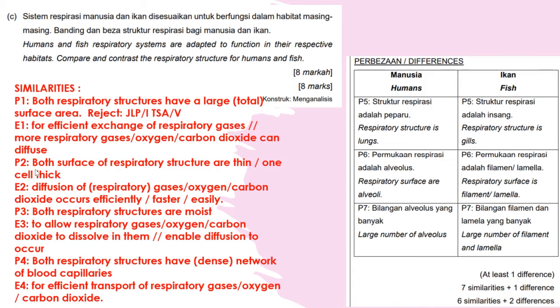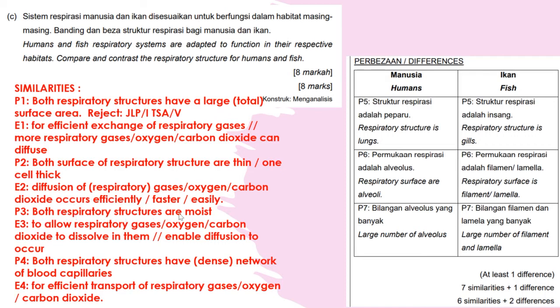Point number two: both surfaces of the respiratory structure are thin, or you can just write one cell thick. The explanation: the diffusion of gases, oxygen or carbon dioxide, can occur efficiently, or you can write faster or easily. You can write whichever word is easier for you to memorize. For example, the diffusion of gases occurs efficiently.